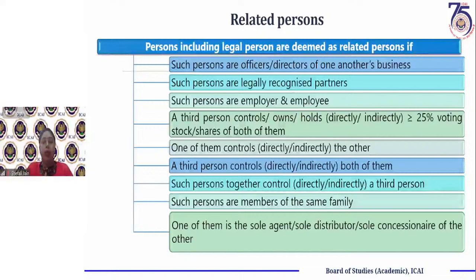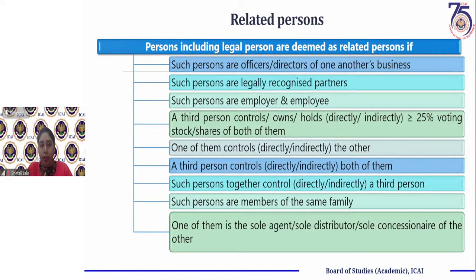Next clause says one of them controls directly or indirectly the other. Now, how can one person control the other person? There can be two ways. First is they have at least 51%. If one person owns at least 51% shares of the other company or other business, then that person shall be considered to be controlling the other person. So for controlling any person, any business, any enterprise, any company, at least 51% of the shareholding is required.